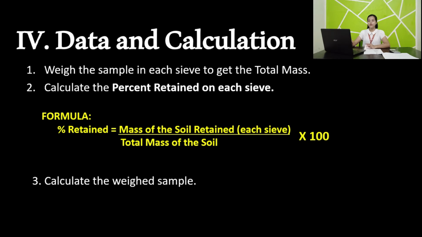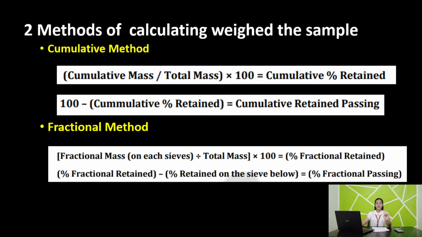Later on, we're going to visualize this formula because I have an example problem. Today, let us just wrap up. Number 3, calculate the weighed sample. There are two methods of calculating the weighed sample. The first one is the cumulative method. Its formula is flashed on the screen. For cumulative percent retained, we have the cumulative mass over the total mass times 100. For cumulative percent passing, the formula is 100 minus the cumulative percent retained.